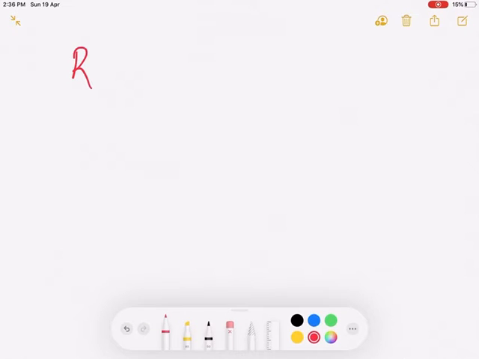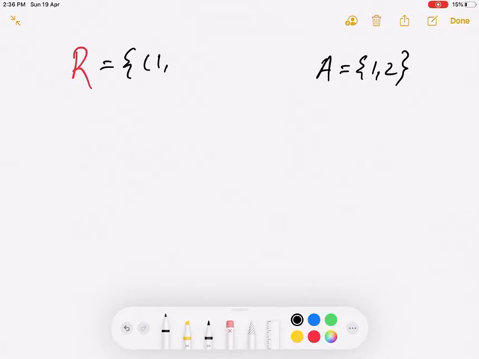Since I've already explained a few things about relation, let me just talk about a few more things so that I can explain some of the things written in the NCERT. Now, let us say that we have a set A which is {1, 2}, and there is a relation R here which contains two ordered pairs (1, 1) and (2, 2).